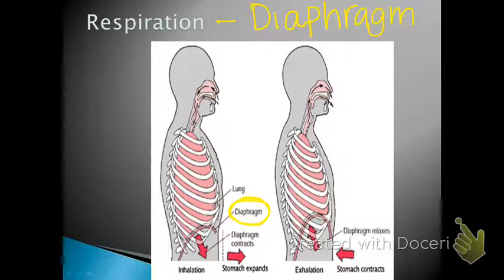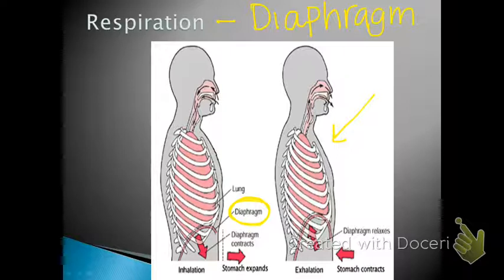Again, it's going to contract and flatten during inhalation. What this does is cause the rib cage to expand, which allows the lungs to fill with oxygen, right? This maneuver creates a vacuum, which pulls air into the lungs. And then on this side, during exhalation, we get the opposite. The diaphragm relaxes. It goes back to its previous dome shape. By allowing the rib cage to come back to a resting position, the air is then forced out of the lungs, right? So our CO2 is now leaving our body and going back into the environment.